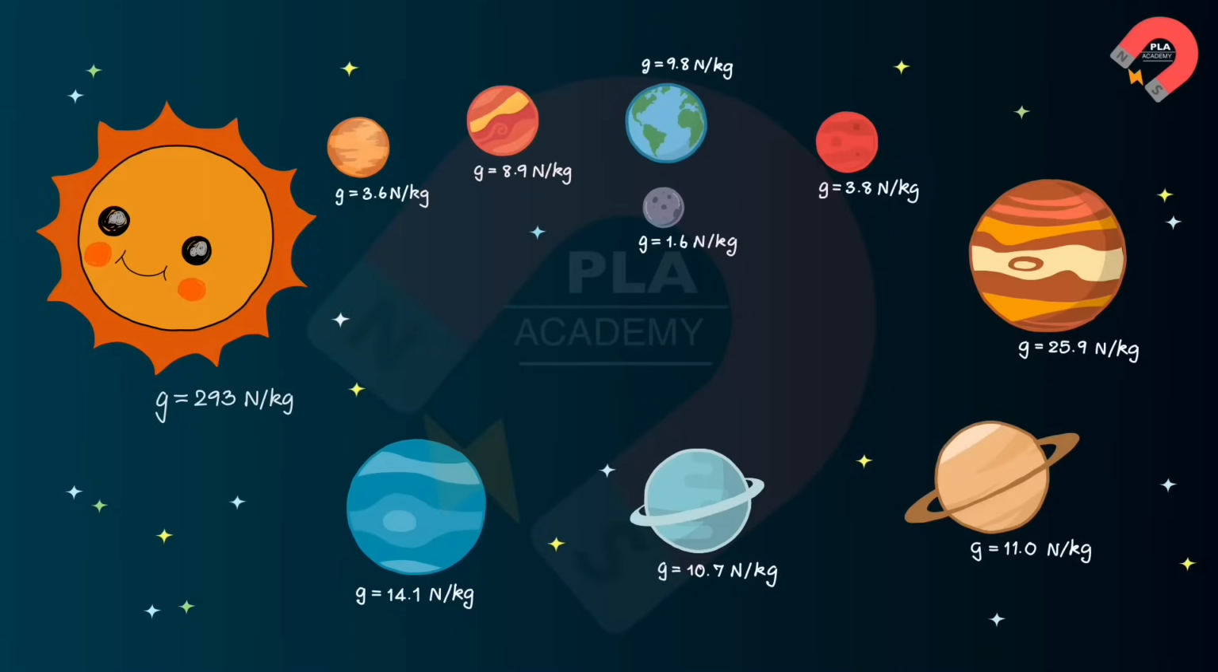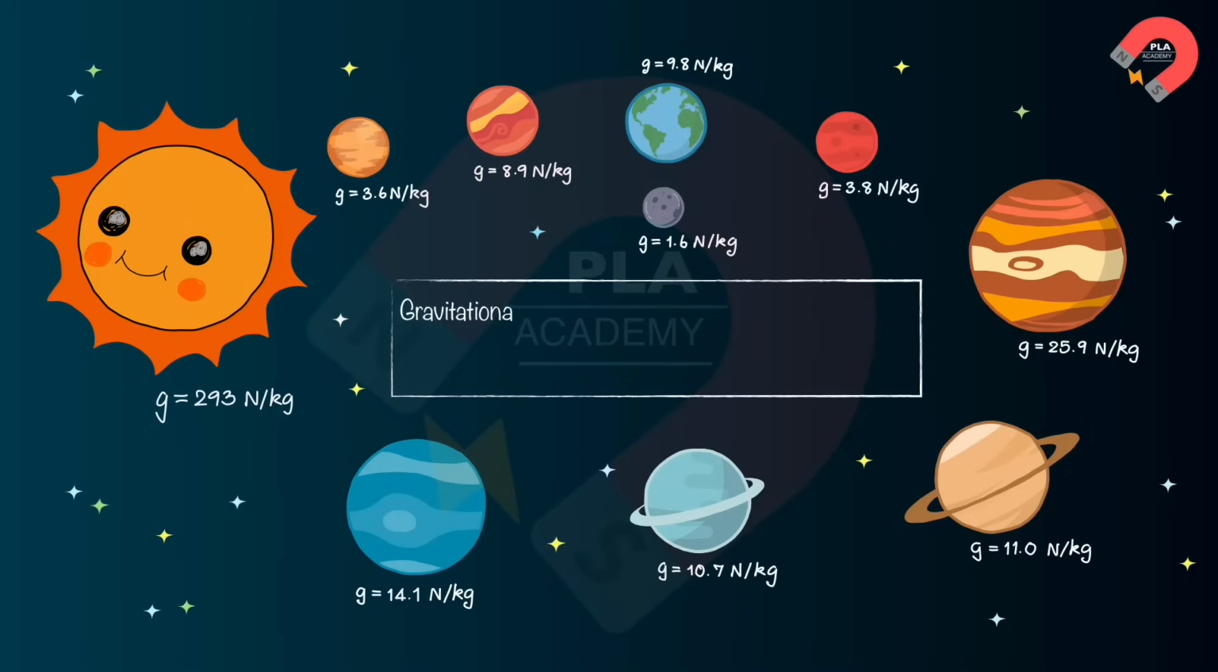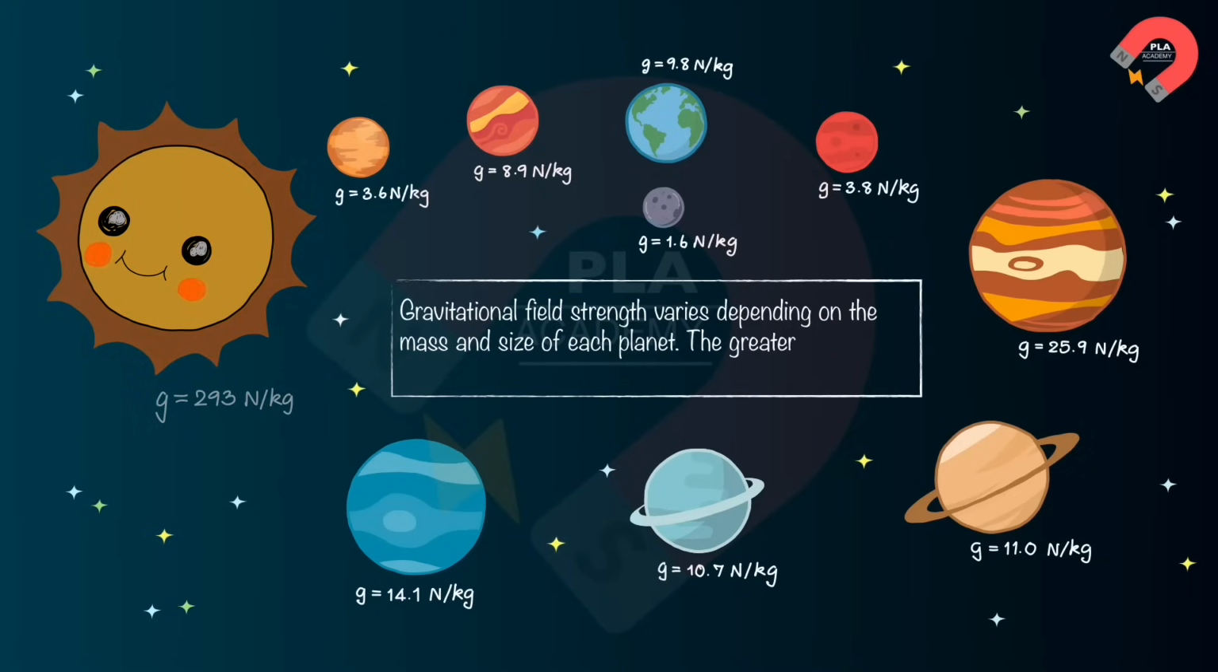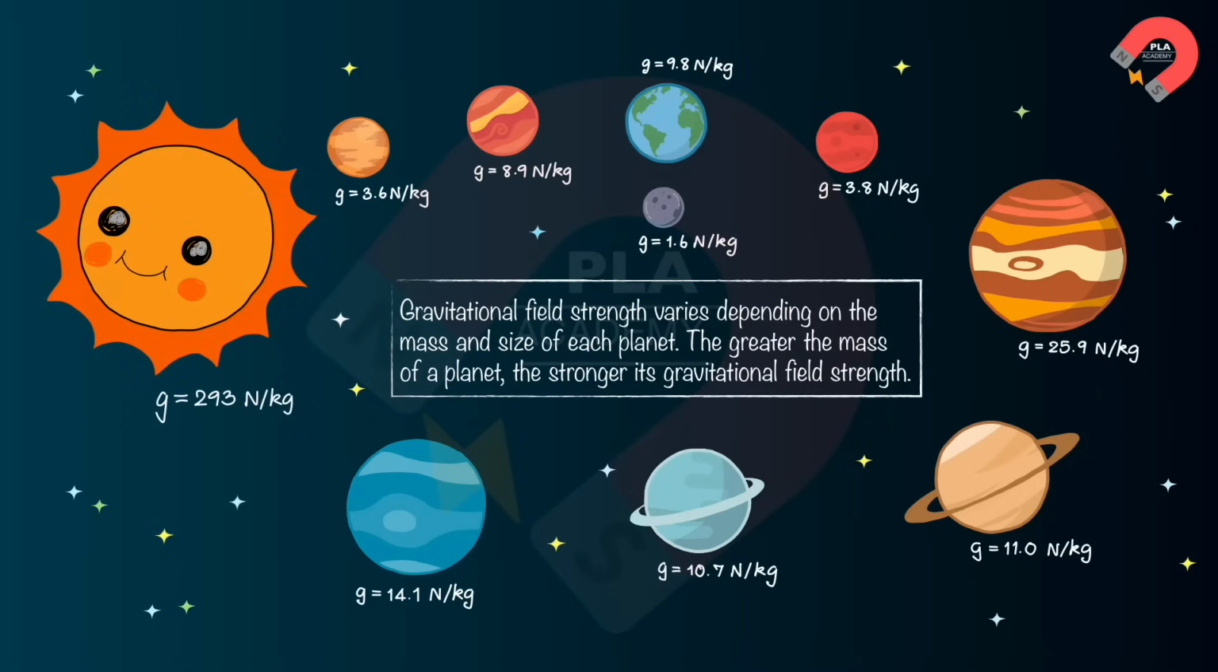Any planet or star has a different gravitational field strength, which depends on its mass. The gravitational field strength of the Sun and its planets are shown. Therefore, gravitational field strength varies depending on the mass and size of each planet. The greater the mass of a planet, the stronger its gravitational field strength.